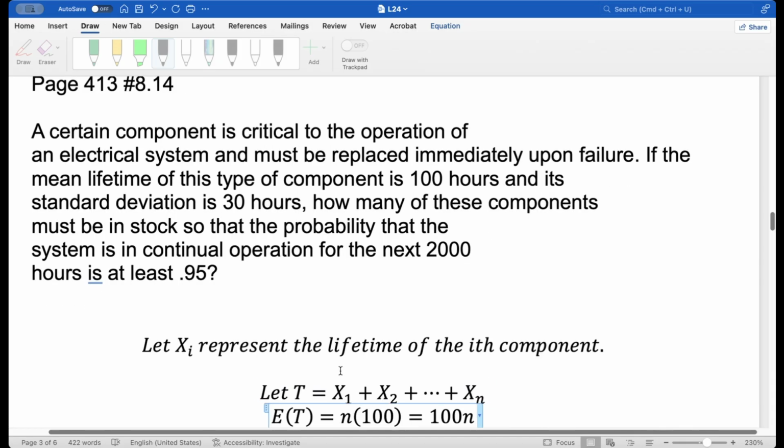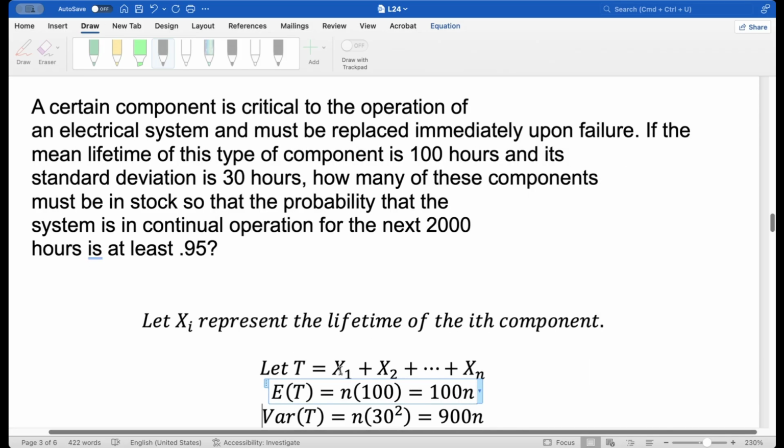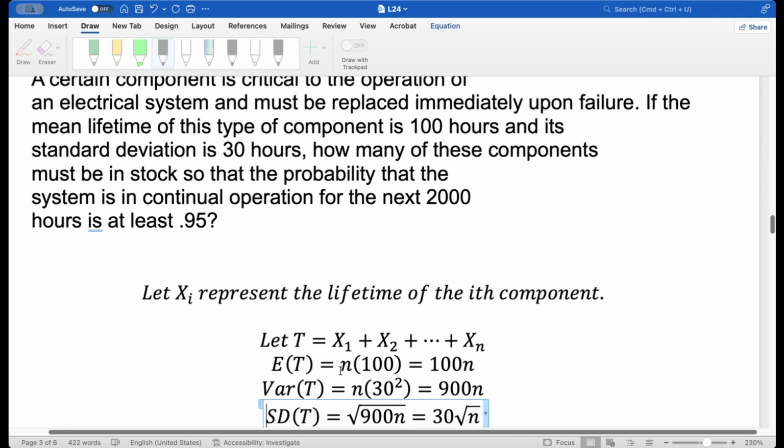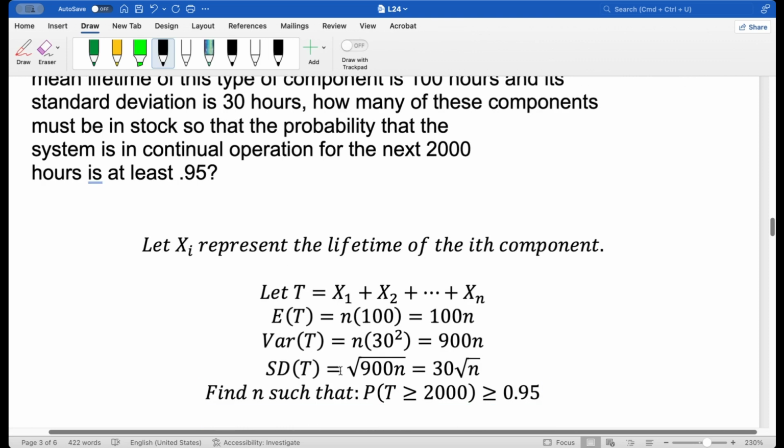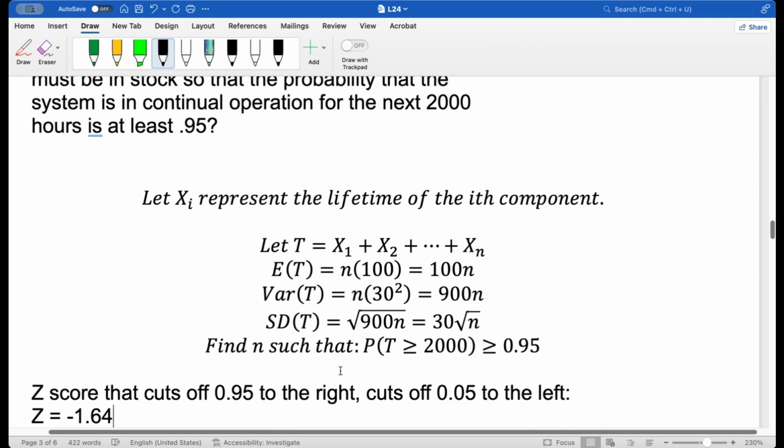The expected value is n times the mean, which is 100n. And the variance is n times the variance, which is n times 30 squared, or 900n. Standard deviation is the square root of that, which is 30 root n. Now we want to find n such that the probability that T is greater than or equal to 2,000 is at least 0.95. So we want 95% on the right and only 5% on the left.